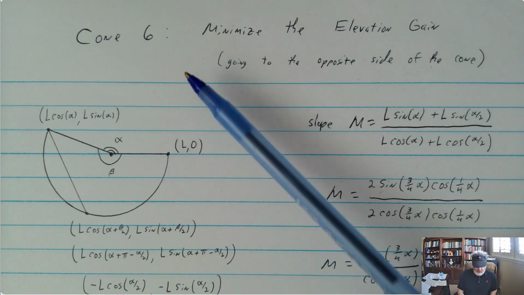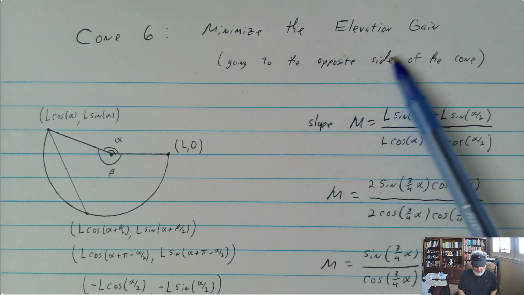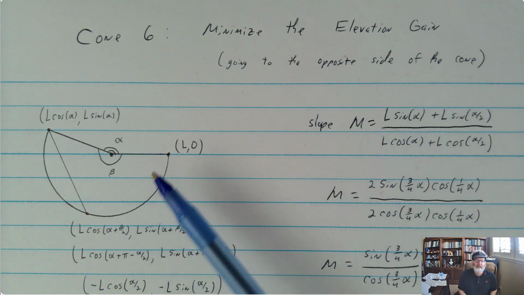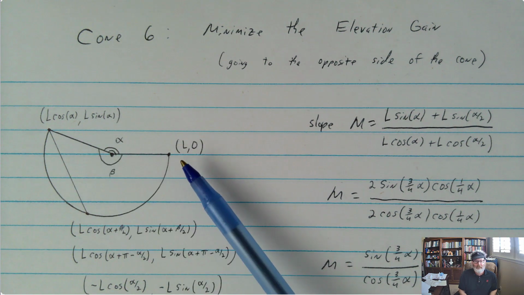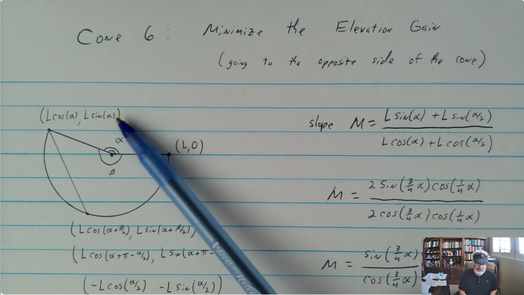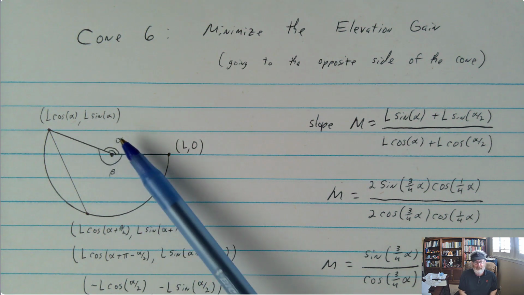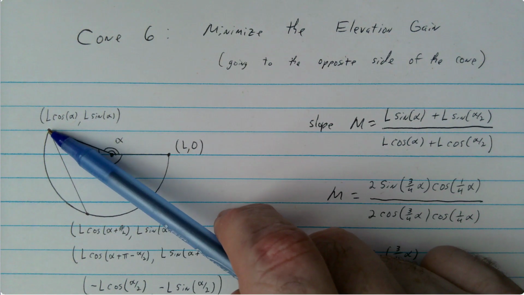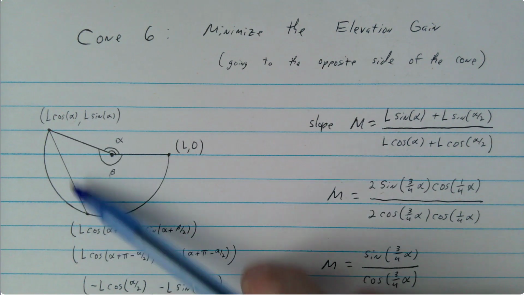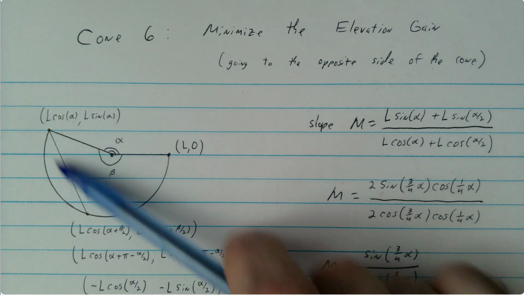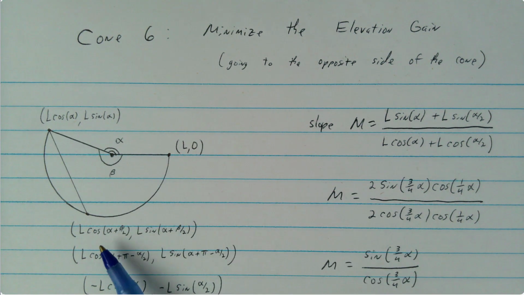All right, so I call this cone 6. So we're going to maximize the elevation gain going to the opposite side of the cone. So here's a sample cone. The way I have it, I cut from the positive x-axis and I cut an amount that way. So I call that alpha. And this will be amount beta. We're going from here to the exact opposite. So if this is at alpha, I just need to go an extra beta over 2. So that's what this point is going to be.